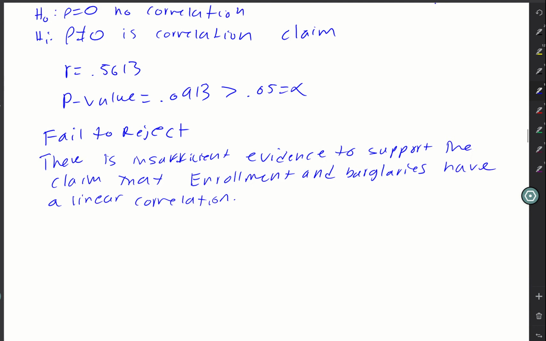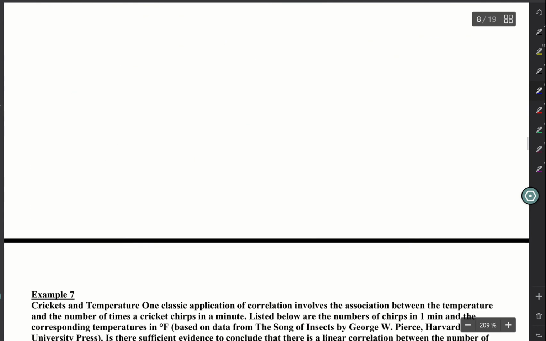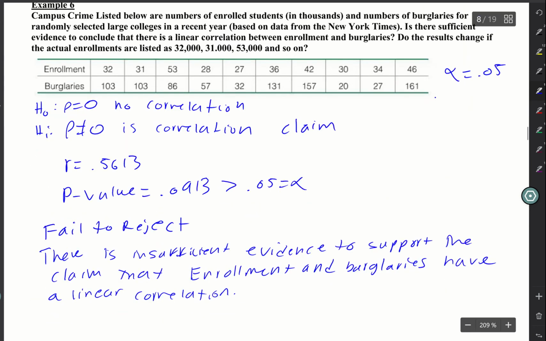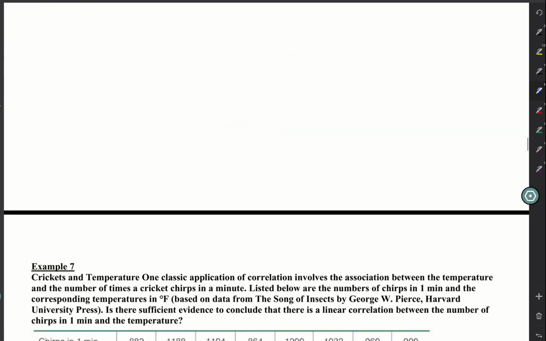All right. I have one more for us to try. Does anybody need that page before I go down? All right.